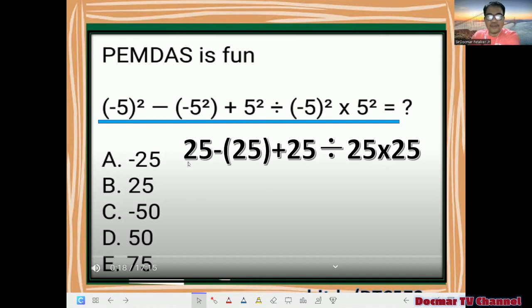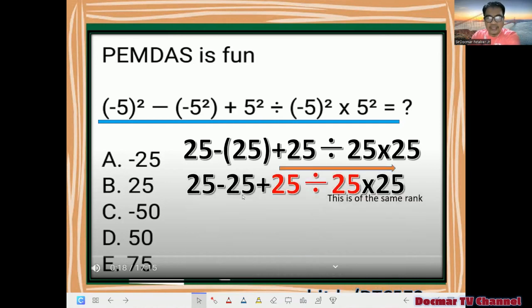So what shall we do? We remove first the operations. 25 minus 25 plus 25, divided by 25 times 25. What comes first? We follow the MDAS. Although division is seen here, 25 divided by 25 times 25, we follow the left to right order of operations. So therefore, we have 25 minus 25 plus 1, because 25 divided by 25 equals 1, times 25.